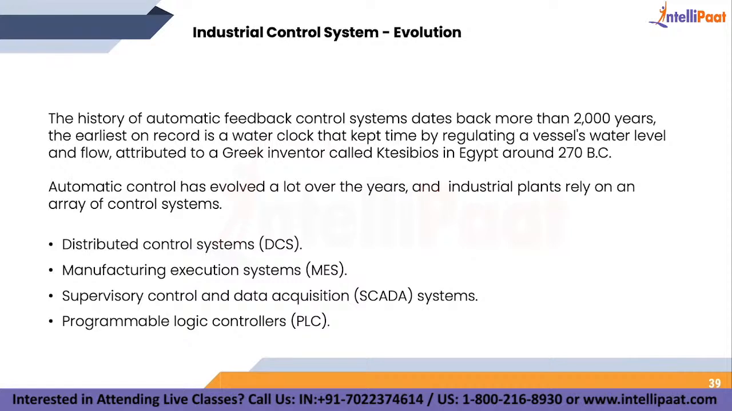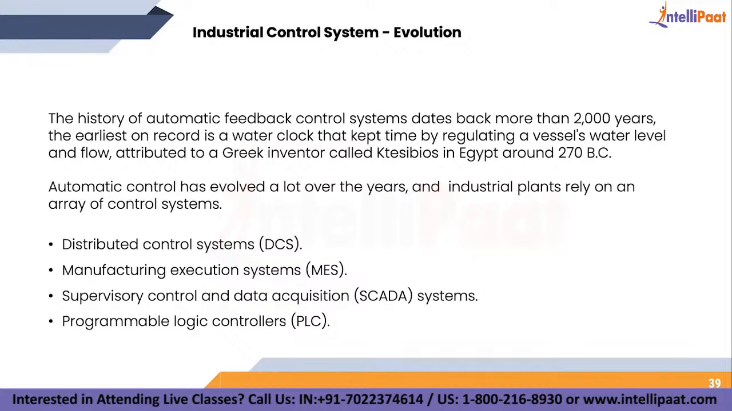What's the evolution that has been historically identified on industrial control systems? It dates back to the use of automated methods in the industrial area. Many of the plants date back almost 2000 years. The earliest record of an industrial control system is the water clock that kept time, regulating the vessel water level flow in ancient Greek and Egyptian times. It was done by Ctesibius, who was an inventor. So that's where the industrial control system was first identified in the historical records.